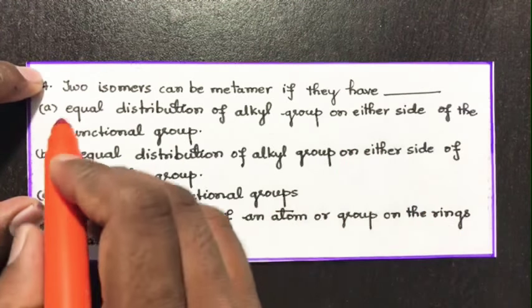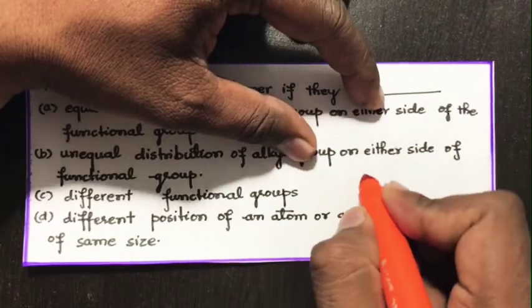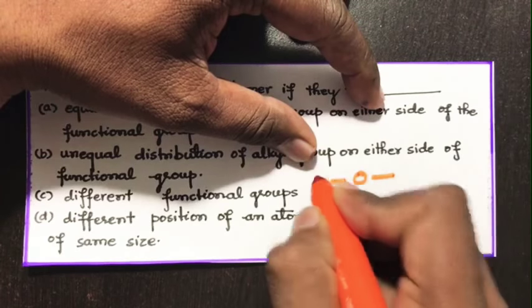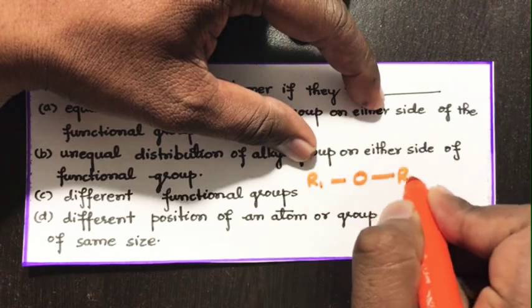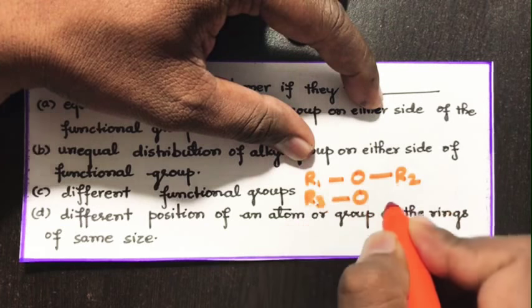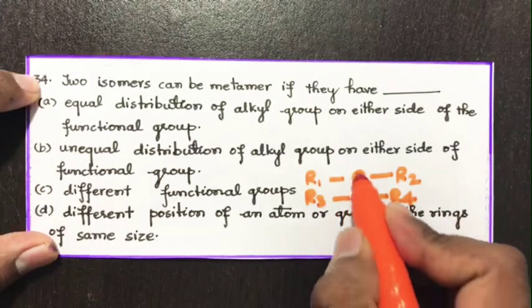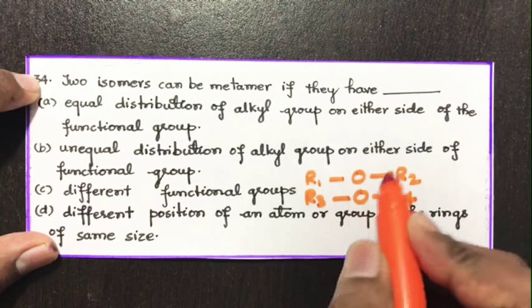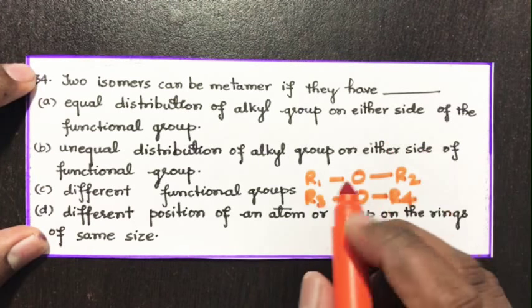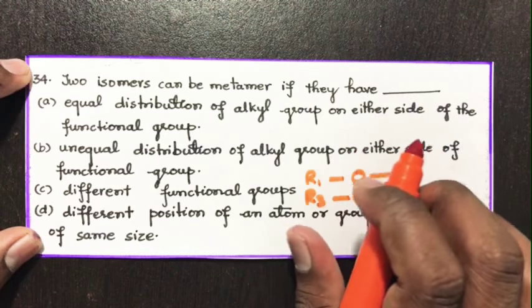Now they will be metamers only if this is ether and it is attached with two groups R1 and R2, and again this is ether, this is R3 and R4. So if 1 and 2, these two will be metamers only if they have different alkyl groups present on either side of the functional group.